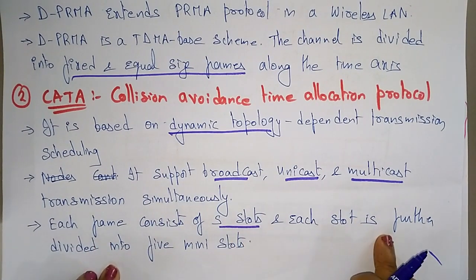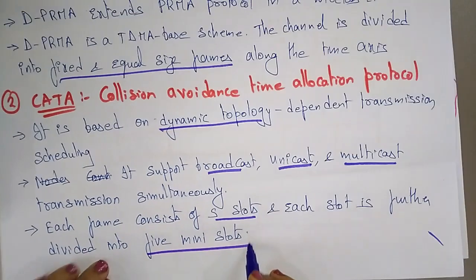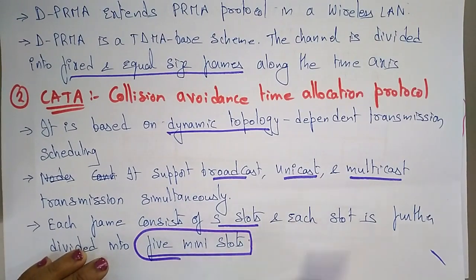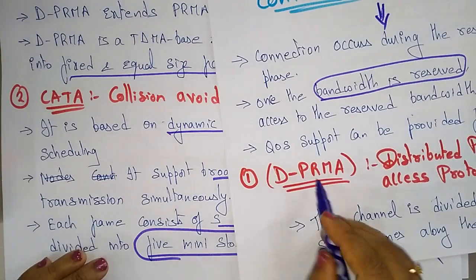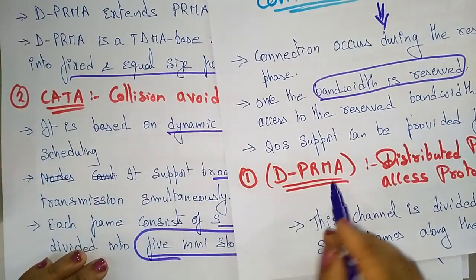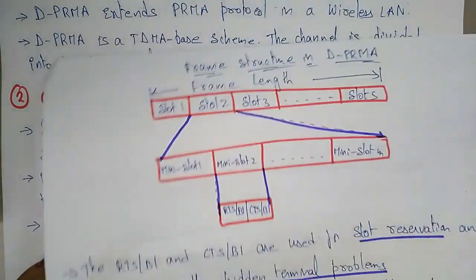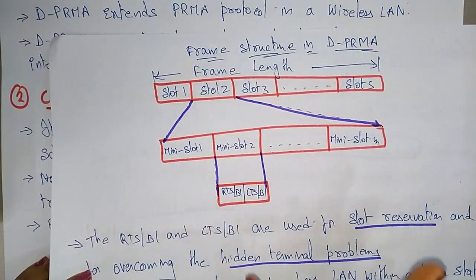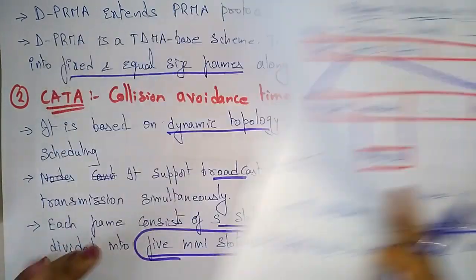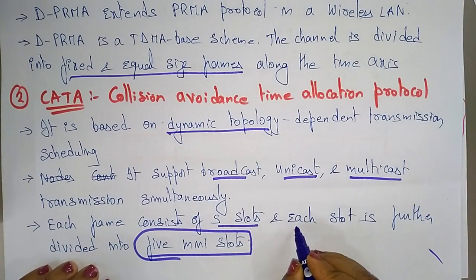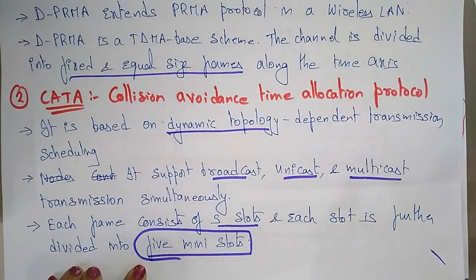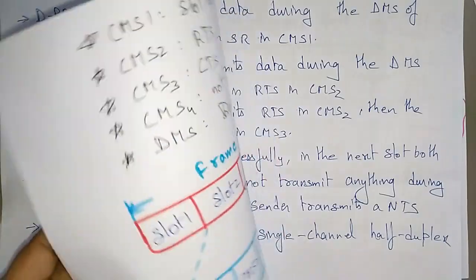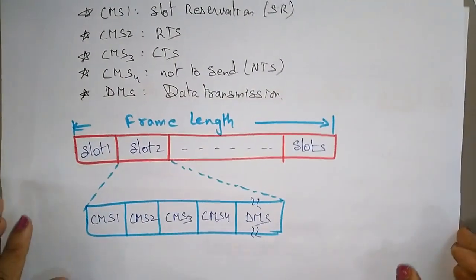Each slot is further divided into 5 mini slots. The main difference between DPRMA and CATA is that DPRMA is divided into so many mini slots. Each mini slot is reserved for slot reservation. Whereas here the slots are divided into only 5 mini slots. Only 5 mini slots.